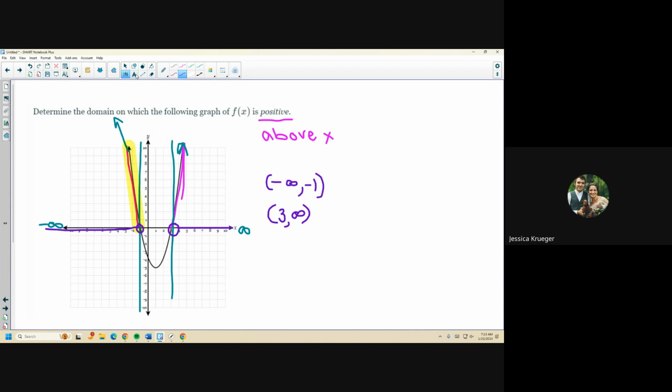If we had to describe where it was negative, it's negative between -1 and 3. So there's positive and negative, above versus below the x-axis.